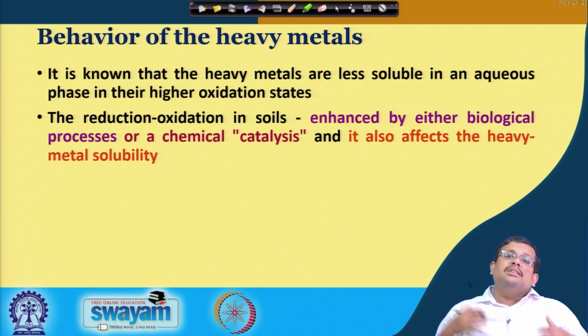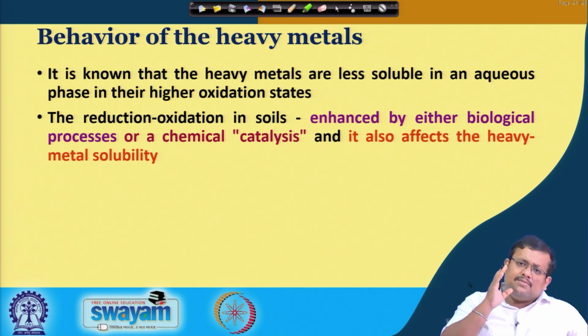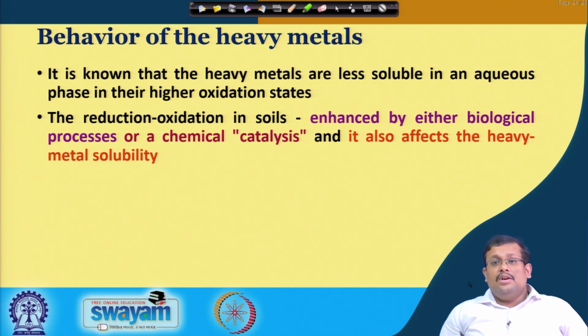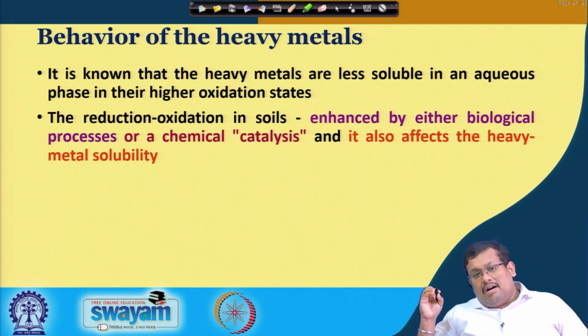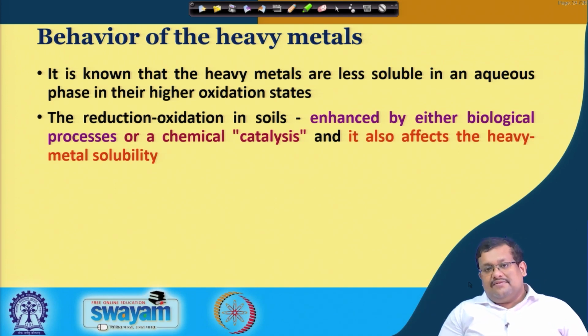So, this is how the redox potential or redox reaction has a profound influence on heavy metal solubility, and this plays a very important role in heavy metal contamination and their mobility when we are applying sludge on the soil surface.